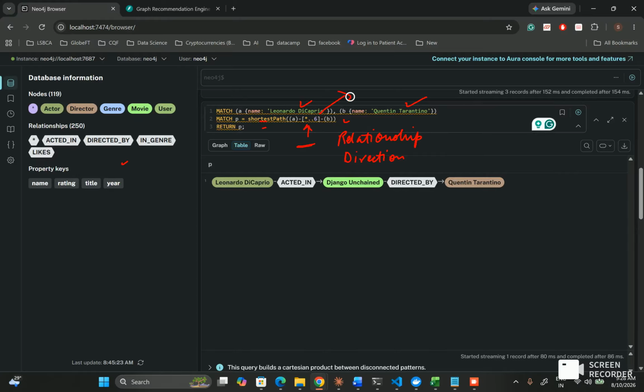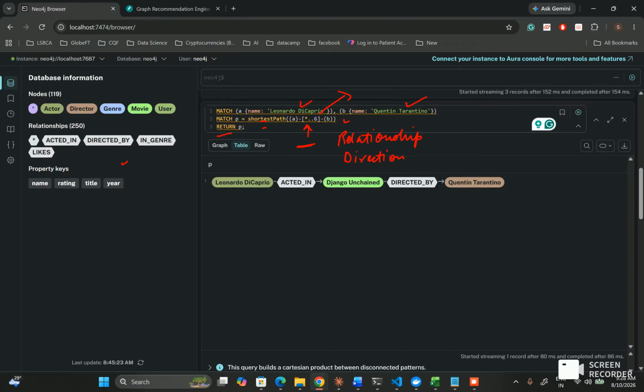Do you remember I told you this is the limit? It shouldn't go beyond that. So it should give up after 6 steps. The limit just stops it from searching forever if the two people genuinely aren't connected at all. And this last line is simple. Give me back the whole path, every node and every connection along the way, not just yes or no. Give me the result.